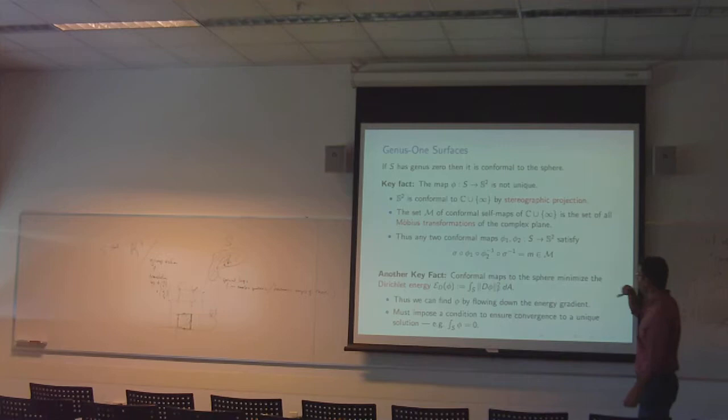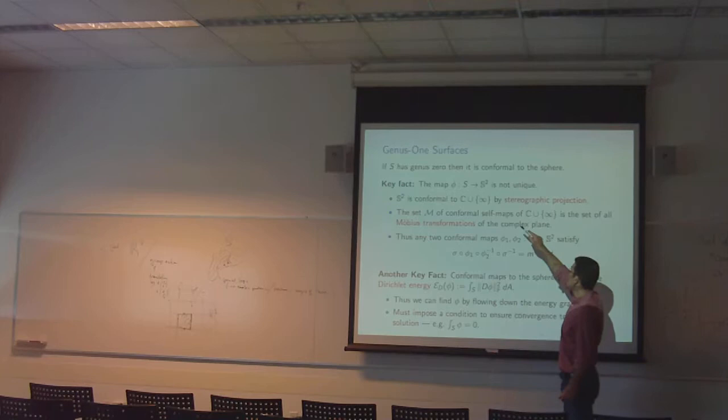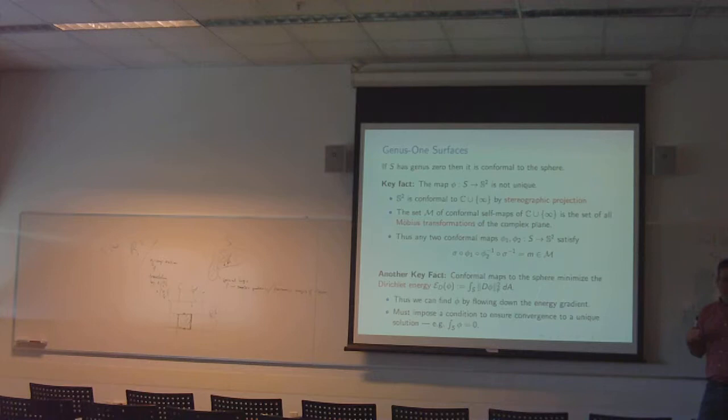Using complex analysis, we know that the conformal self-maps of the complex plane are the holomorphic self-maps of the complex plane, in other words, the Möbius transformations. So that means that C has a whole group, a large group, of conformal maps given by Möbius transformations.